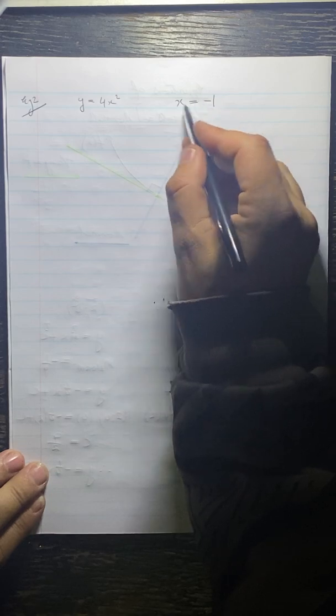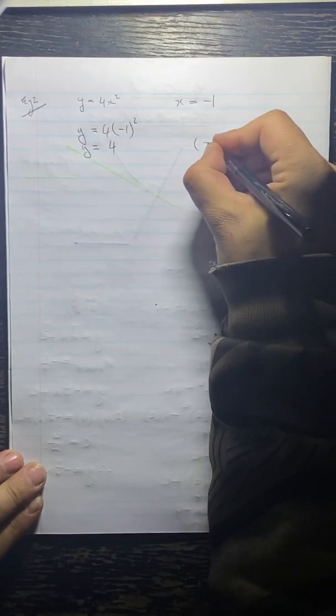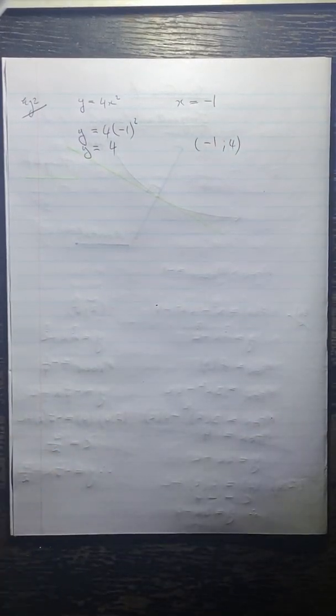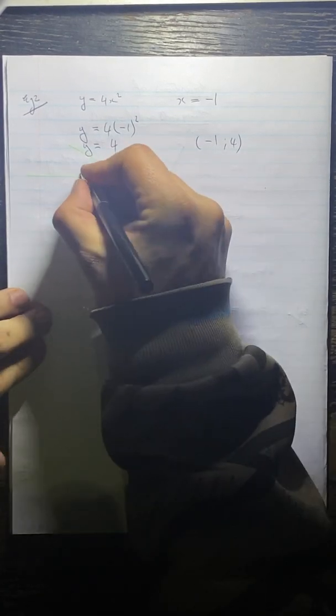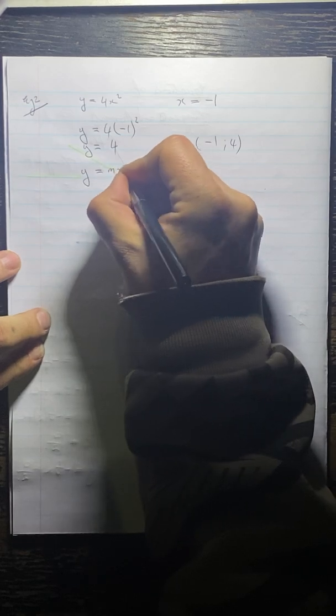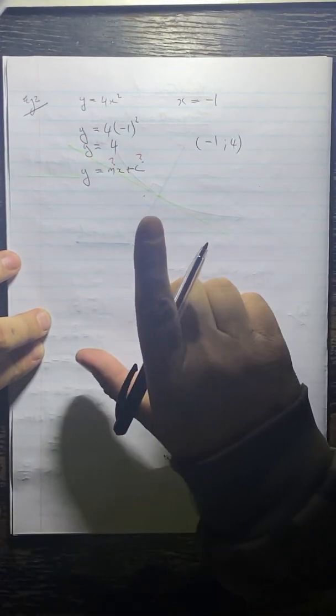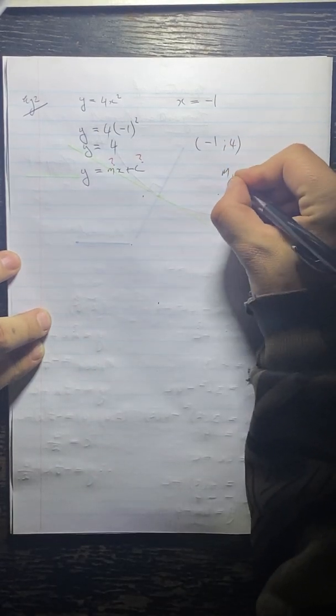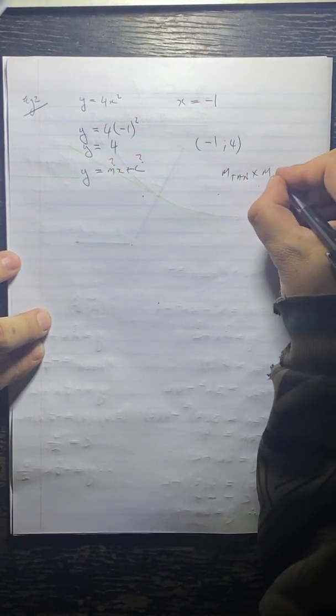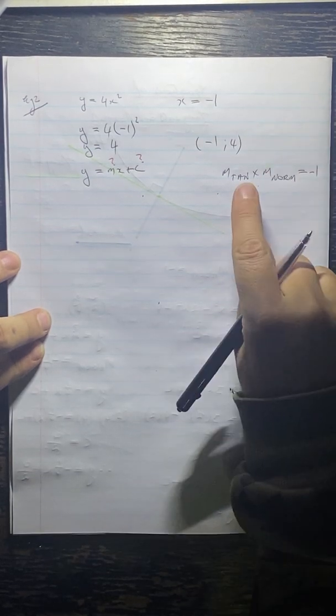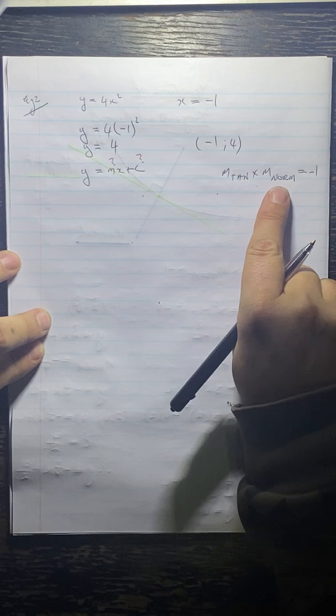So all I do is I take this, put it back into the original, and we get y is equal to 4 times minus 1 squared. So we get y is equal to 4. Therefore, the point of contact is minus 1, 4. Okay. Right, so in order to find the equation of the normal, y is equal to mx plus c, I need to find the gradient of the tangent first. Once I've got the gradient of the tangent, I can use this property that we used in the previous question. So I find the gradient of the tangent, then I can find the gradient of the normal.